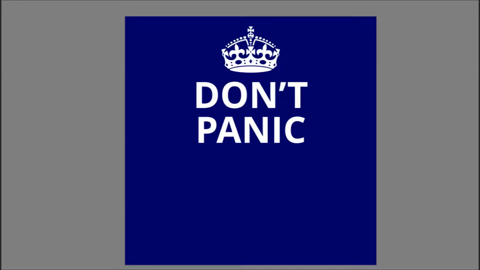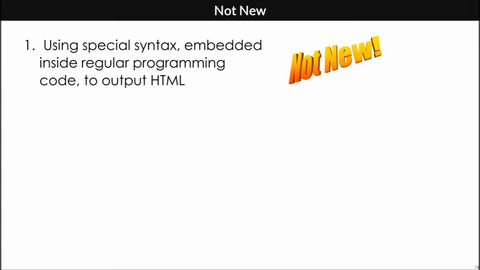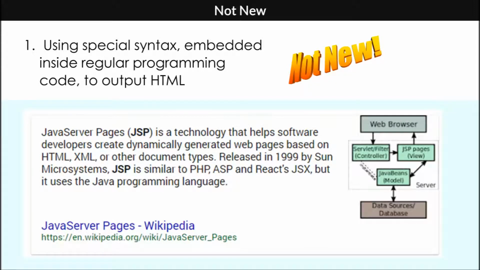So here's my first thought, folks, when I encounter this: don't panic, because a lot of this technology, a lot of this thinking is not new. And here's why it's not new. Using special syntax inside regular programming languages to output HTML, well, if any of you have done Java Server Pages, you've already done something like this. You're already familiar with this. And if you look at the Wikipedia entry for Java Server Pages, you'll see it actually draws a similarity to React's JSX. So good. This is not new, nothing frightening here.